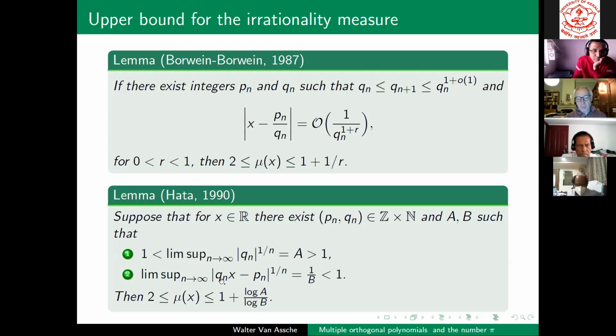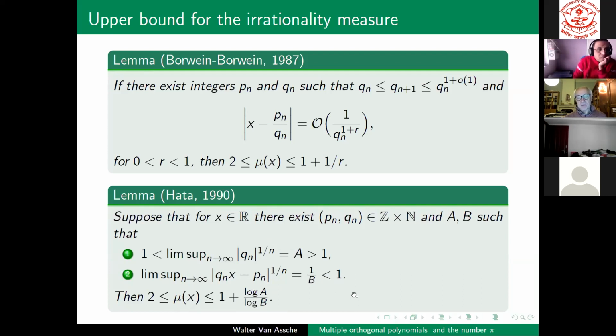And if the error that you make over here, this linear error, the nth root, is going to converge to a number 1 over b, which is strictly less than 1, so this is going to converge exponentially fast to 0, then the numbers a and b can be combined to find this number r over here, and you get this upper bound for the measure of irrationality. It's going to be 1 plus 1 over r, where 1 over r is going to be log a divided by log b. So here is where asymptotics comes in. You have to construct these rational approximants. You have to do this nth root asymptotics for the denominator and for the error of rational approximation. And then you get this upper bound for the measure of irrationality.